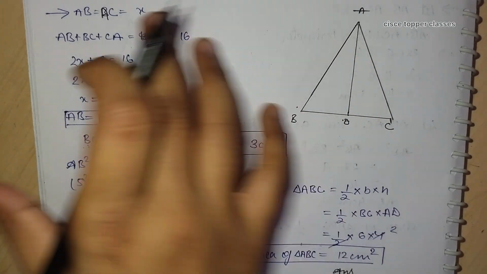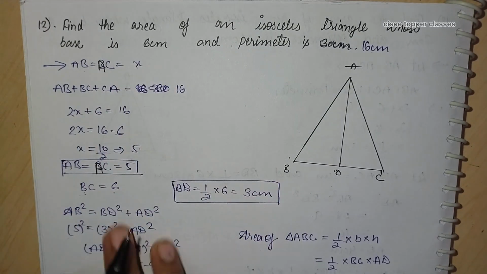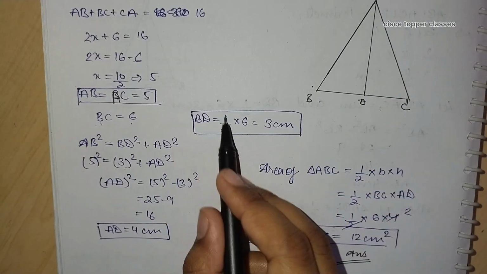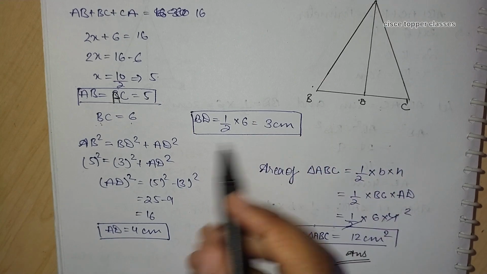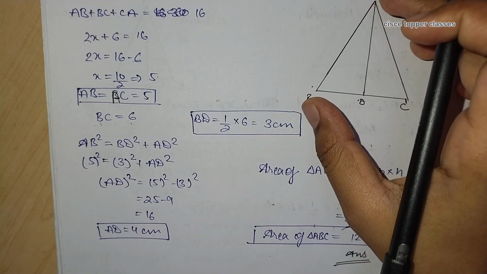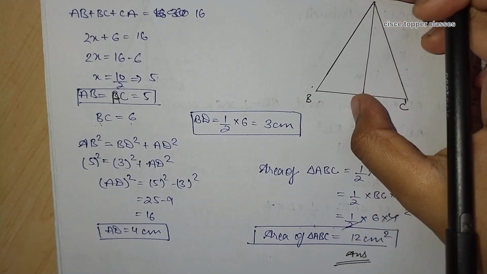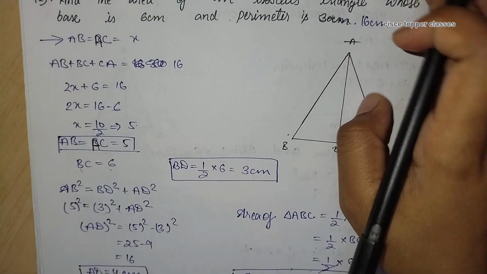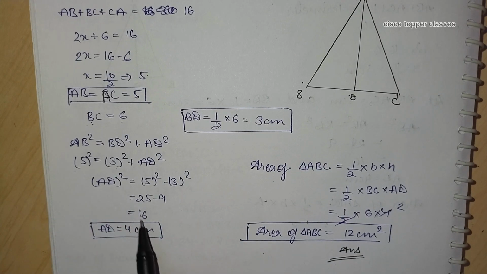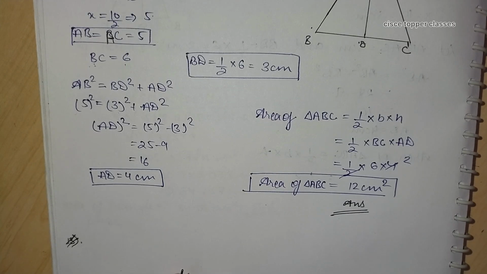So BC is equal to 6 centimeter, as it is given that the base is 6 centimeter. From that we can find the value of BD, and BD is equal to half of 6, so this is 3 centimeter. And we can find now AB. Then we have to find the altitude here. So from Pythagoras theorem here we can find the value of altitude as AD square. So AD is equal to 4 centimeter from that.